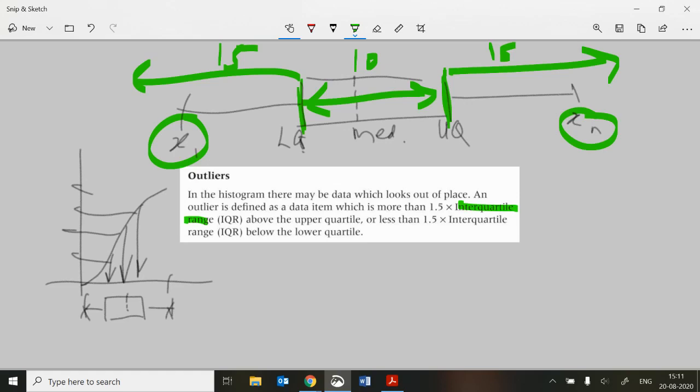Now, that's just a definition. Somebody obviously just came up with that. You could change this 1.5 to 1.4 or 1.6, but there is a definition behind an outlier.